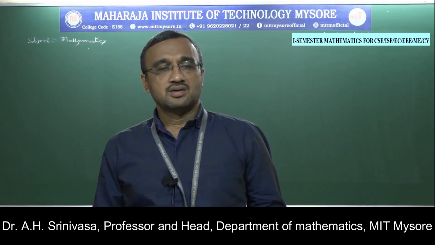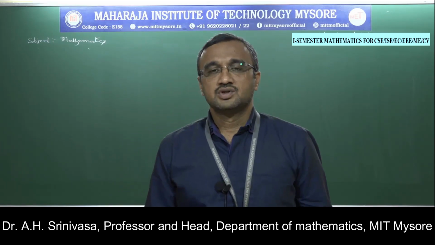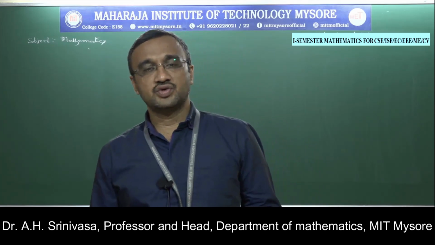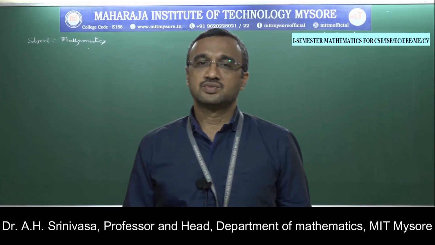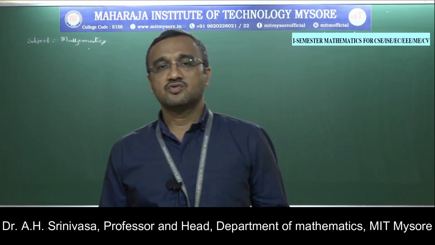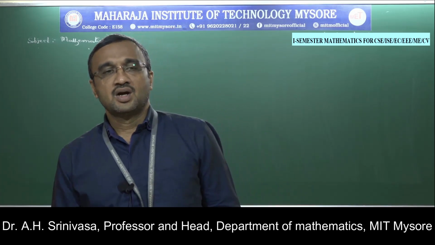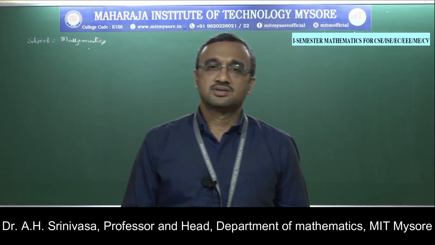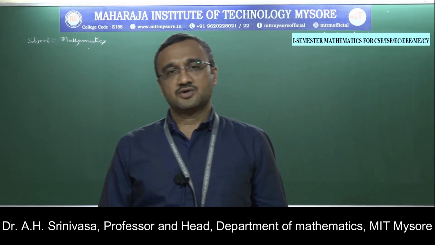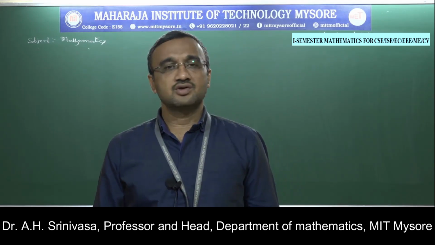So whenever you enter the engineering branch, you have to learn mathematics for 2 years. That means you have to learn mathematics up to 4 semesters. After the 4th semester, electives will be offered to you. If you're interested, you can take mathematics also.